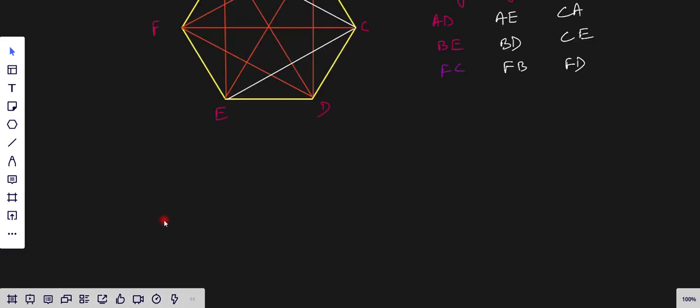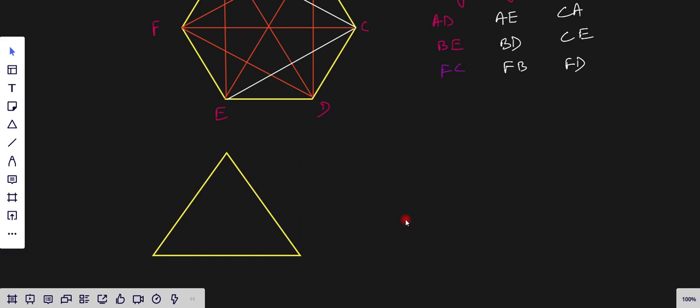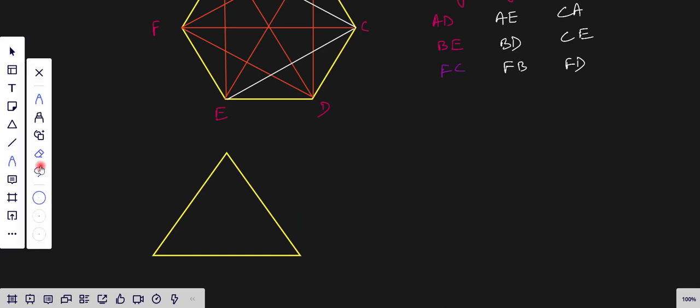Now the last one is triangle. Okay, for that I'll draw a triangle here. Now tell me how many diagonals a triangle can have. How many diagonals can a triangle have? I said a triangle has 0 diagonals.